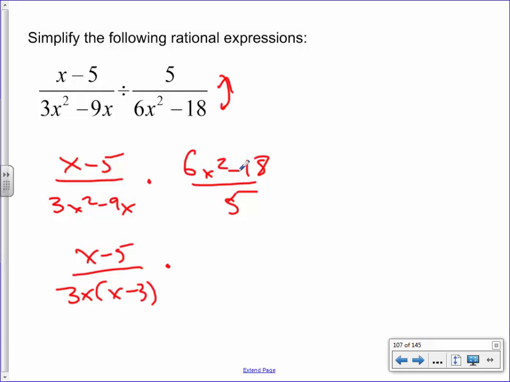What about this guy up top here? 6x squared minus 18. Just 6, actually. Yeah, you can take out a 6. What will it leave you with? x squared minus 3, all over 5. Now is the opportune moment.